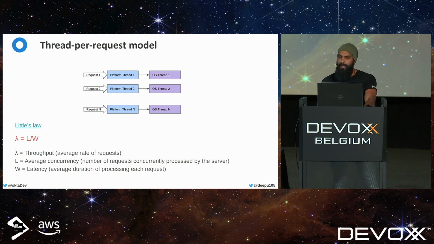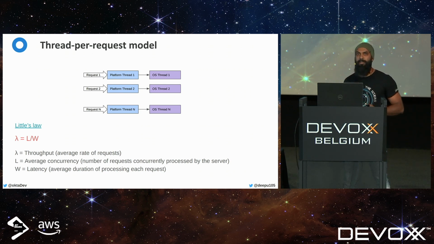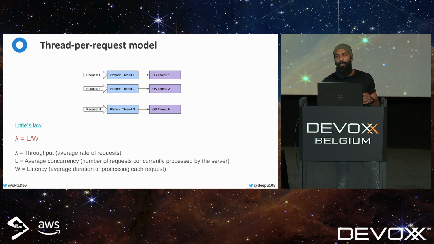Little's law states that in a stable system, the average concurrency, or the number of requests that can be concurrently processed by the server, which is L here, is equal to the throughput, or the average rate of requests, lambda, times the latency, or the average duration that is required to process each request. So basically, you can derive that lambda is equal to L by W, or throughput is equal to the concurrency divided by the latency.